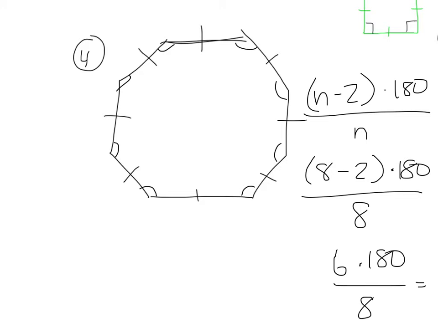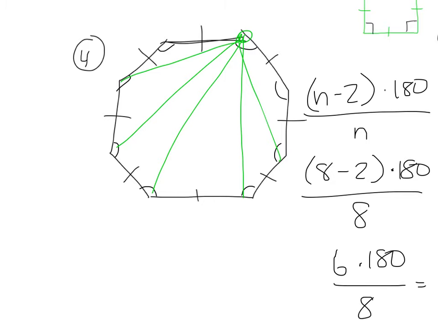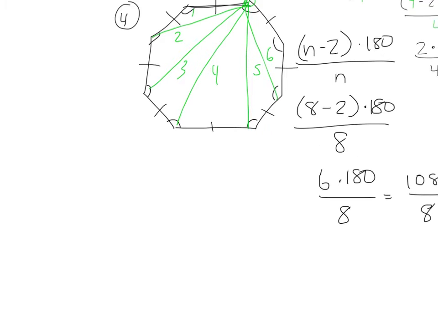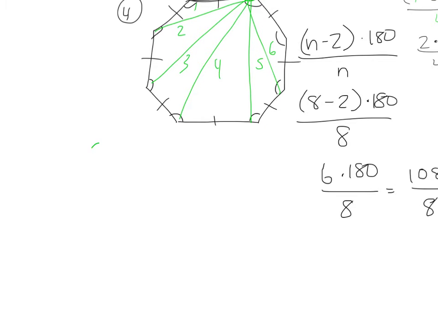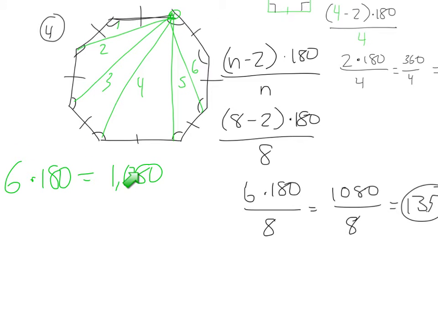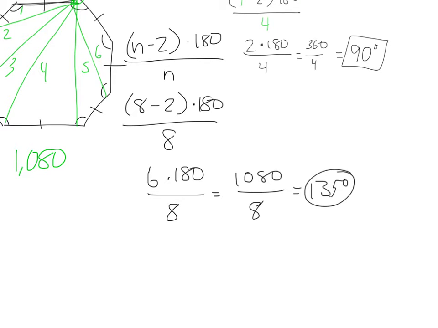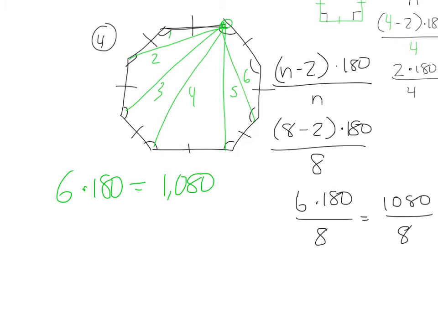Now we can check it using the triangle method. So I'm going to start at that vertex and go to there, there, there, there, there, and I'm done. So I've created 1, 2, 3, 4, 5, 6 triangles. Okay, and let's see, 6 times 180 gets you 1,080. Now you might be saying, wait, but 1,080 is different than 135. Well, you'd be correct, but what we're saying is that 1,080 is the measure of all of these angles added up.